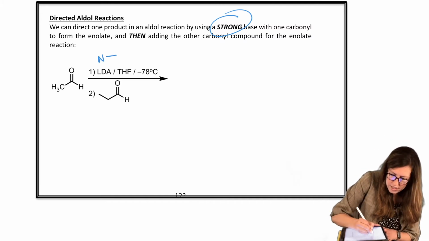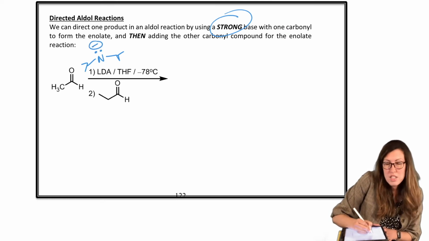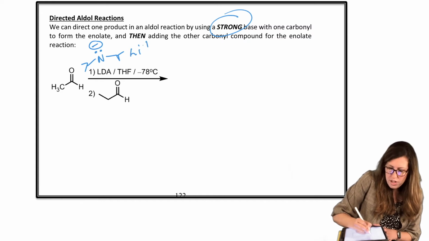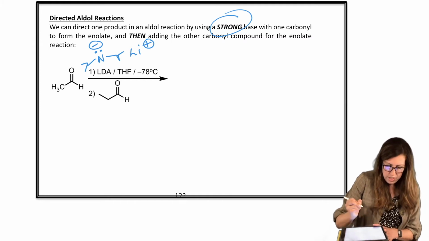LDA is lithium diisopropyl amide. Amide meaning a negatively charged nitrogen anion. Those diisopropyls are attached, and then lithium is the counterion. And just to remind you, I know that's a famous base, but I don't want you to forget about it.